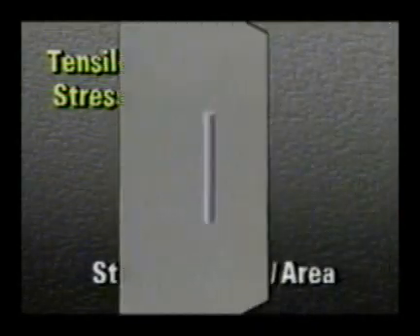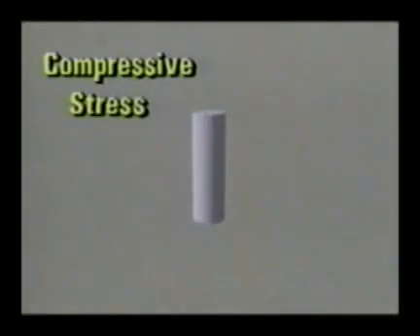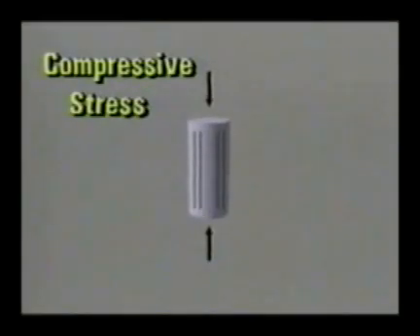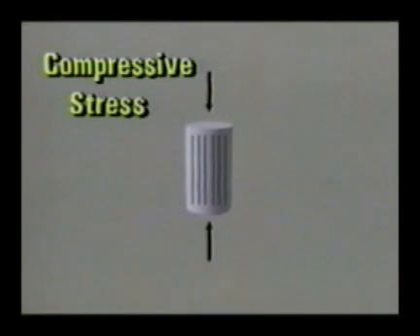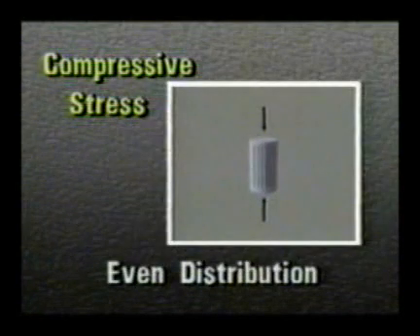Compression loads, that is, forces that try to squeeze an object together, create internal compressive stresses that resist the squeeze. These internal stresses are illustrated by imaginary compressive stress lines. Compressive stress distributes itself evenly over the cross-section, just like tensile stress.